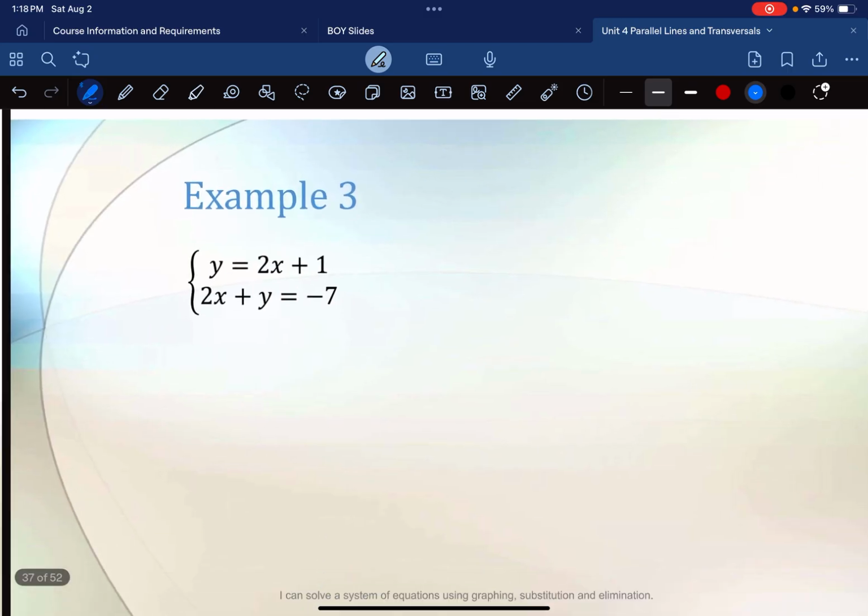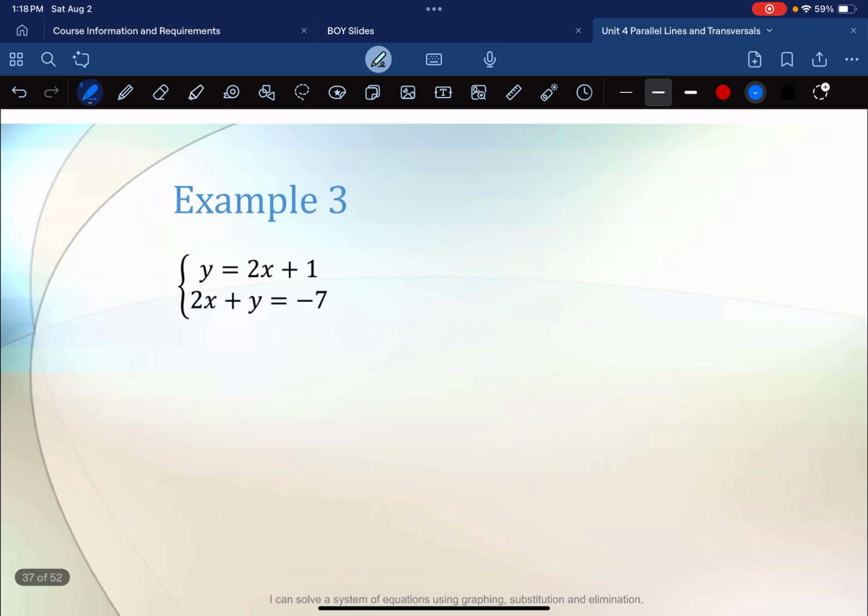You want to try one? You give this one a try. Okay, I'm going to take 2x plus, here's where my y was. But instead of y, I'm going to put in 2x plus 1. Nothing to distribute. This is just a 1 here.